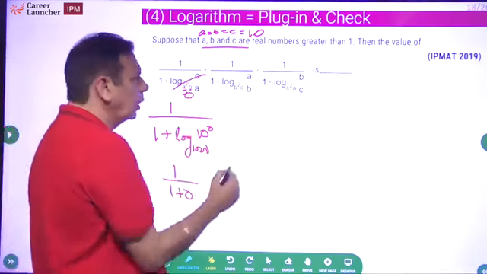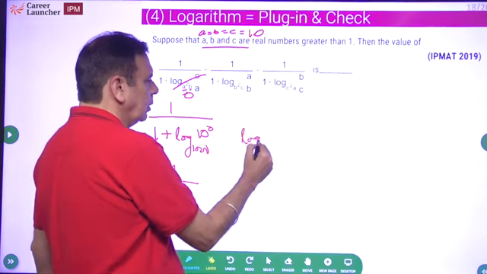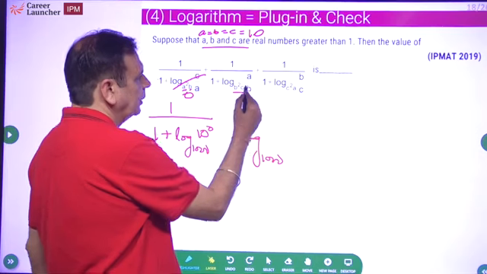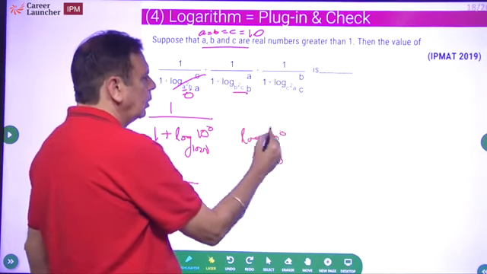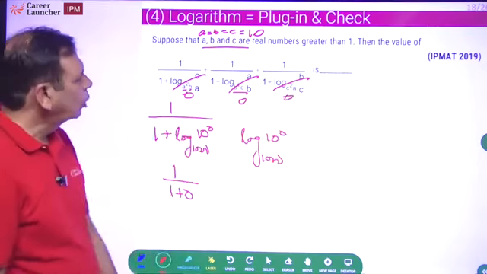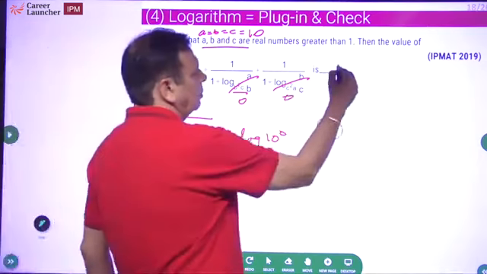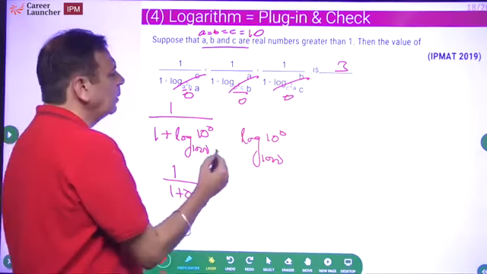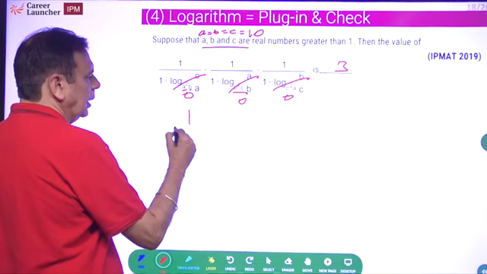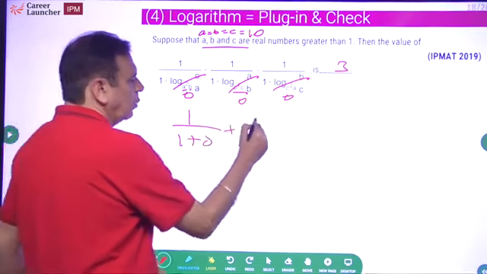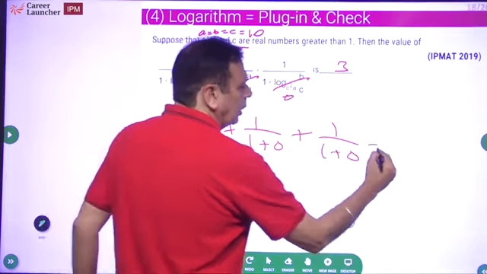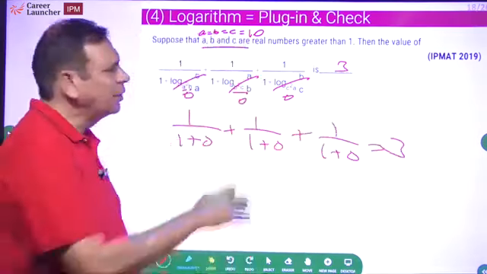By the same logic, what will this be? Let's look at only this part. Log of base of 1000. 10 by 10 is 1 or 10 to the power 0. This will also be 0. This will also be 0. What should the answer be? 3. Effectively this is nothing but 1 upon 1 plus 0 plus 1 upon 1 plus 0 plus 1 upon 1 plus 0 equal to 3. That's the answer. End of the story.